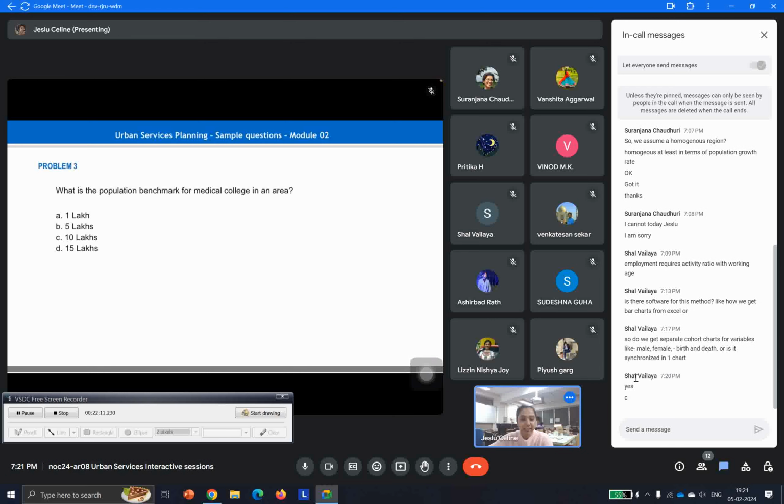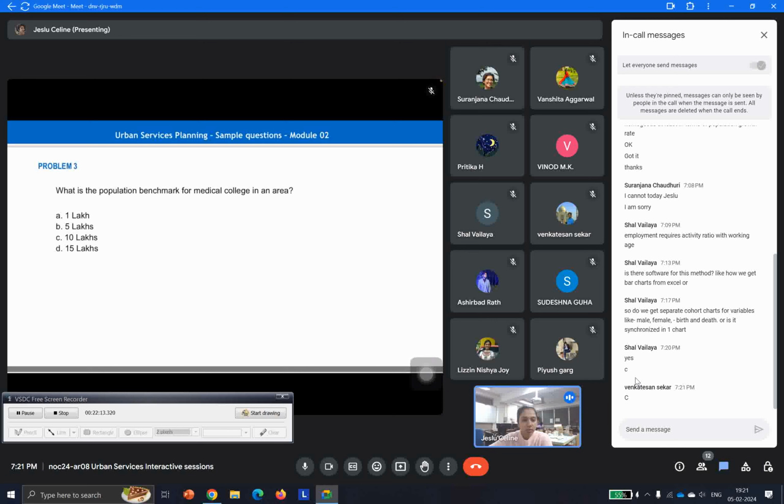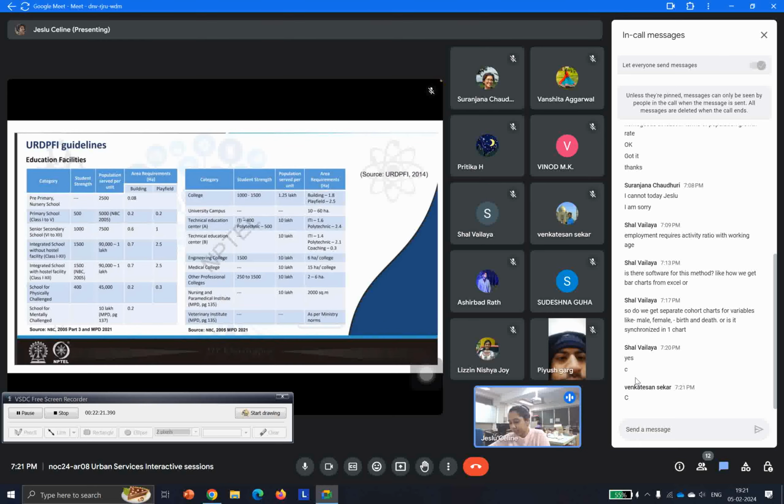Any guesses? Okay, option C, 10 lakhs. Yes, so it is 10 lakhs. So we have seen these UDPFI guidelines. This we discussed, so this slide is directly from our lecture. As per UDPFI guidelines, we have different standards.